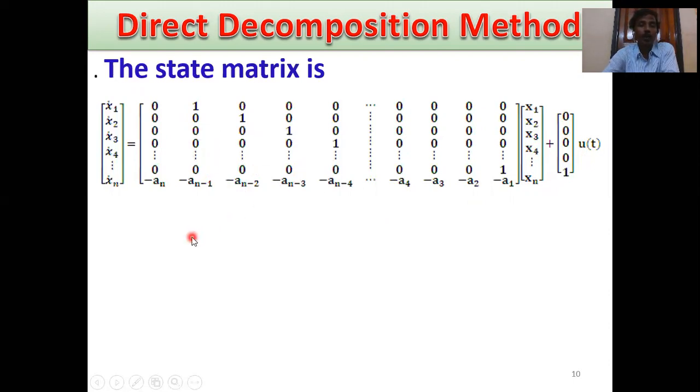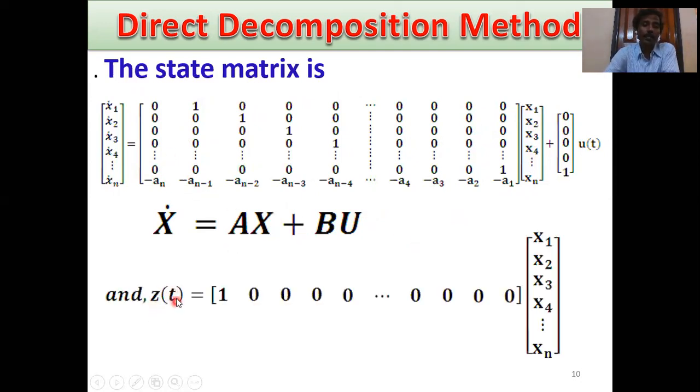This is equivalent to x dot equals Ax plus Bu. This is the state equation, where x dot equals x1 dot, x2 dot, x3 dot, x4 dot, dot dot dot, xn dot, and A equals this special type of matrix, because the last row has only negative coefficients, the superdiagonal is 1, and the other terms are 0. This type of matrix is called companion form. x equals x1, x2, x3, dot dot dot, xn, and B equals 0 0 0 dot dot dot 1, and u equals u of t. This is the state equation, x dot equals Ax plus Bu.